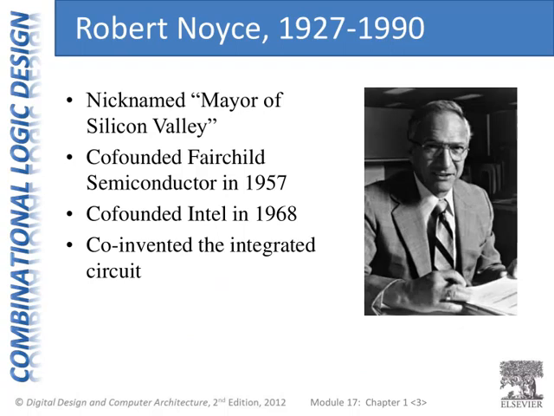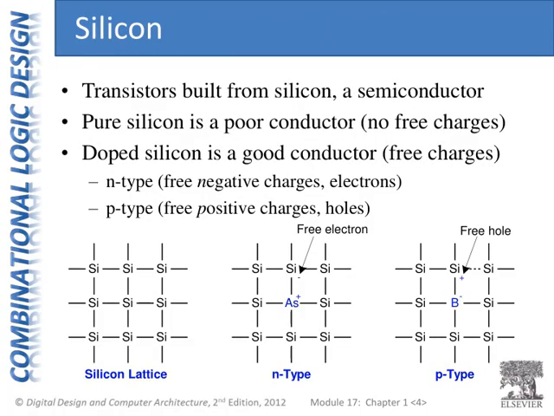Robert Noyce, who was nicknamed the mayor of Silicon Valley because he co-founded Fairchild Semiconductor as well as Intel, co-invented the transistor and the integrated circuit. Transistors are built from silicon, which is a semiconductor. It's called a semiconductor because sometimes it conducts and sometimes it doesn't. So in its natural state, a silicon lattice is a non-conductor. It does not conduct because it has very few free charges.